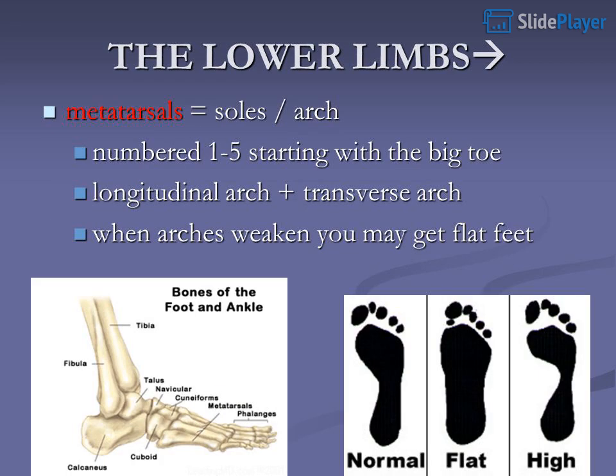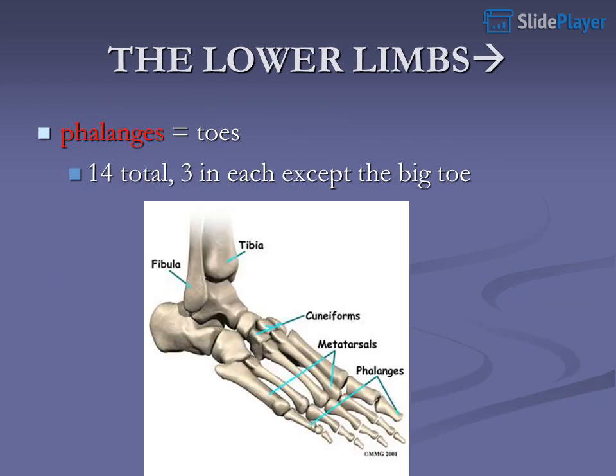The lower limb's metatarsals equals soles, arch. Numbered 1 to 5 starting with the big toe. Longitudinal arch plus transverse arch. When arches weaken you may get flat feet. The lower limb's phalanges equals toes. 14 total, 3 in each except the big toe.